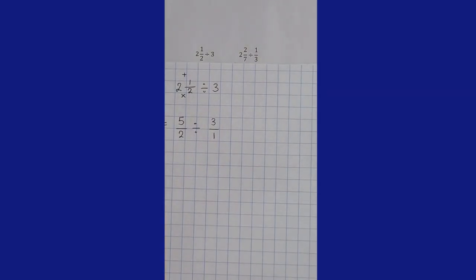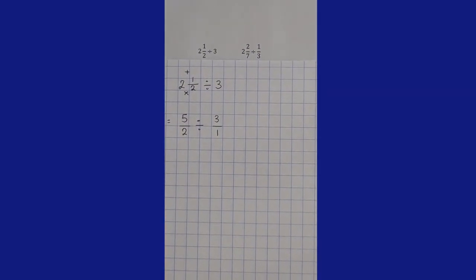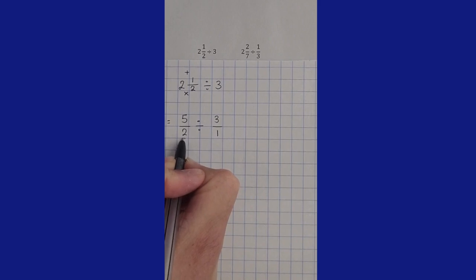Now, you notice it's really important here, what I haven't done is I haven't tried to answer the question yet. I've just put it into a form that I'm more comfortable with. So I've changed that into a fraction, and I've changed this into just a single fraction. Now I'm going to start my process of, right, let's answer the question.